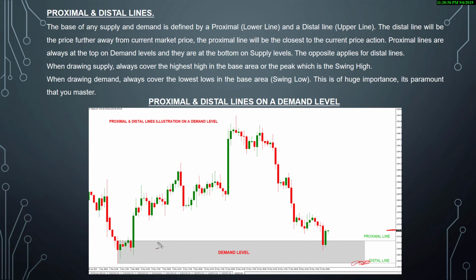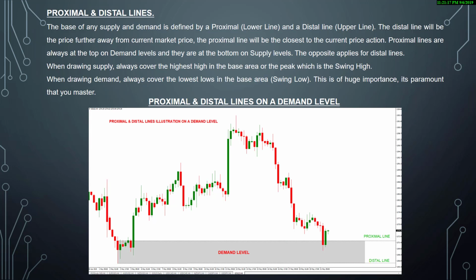So that's how you draw your demand level. So the upper line on your demand level, that's your proximal line. The lower line, that's your distal line. So now this is an illustration of proximal and distal line on a demand level.